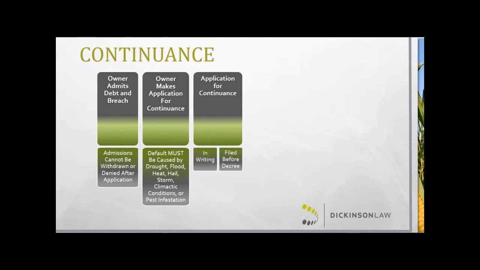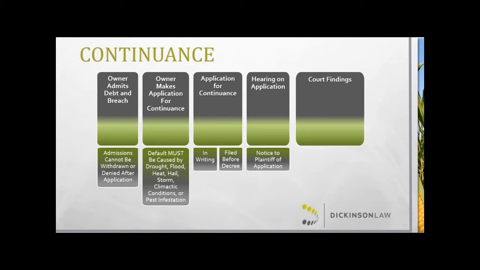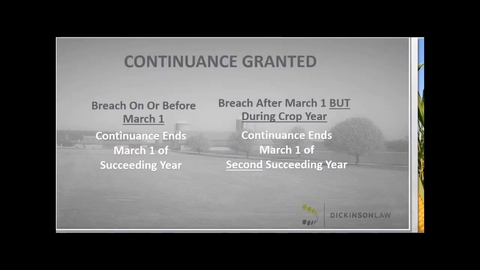Application has to be in writing and has to be before a final decree. So again, this is earlier in the procedure. Upon the filing, the court sets a hearing and then gives notice. If the court finds that it's made in good faith and that the finding of the drought, infestation, etc., is satisfied, then the court grants the foreclosure continuance in one of two ways.